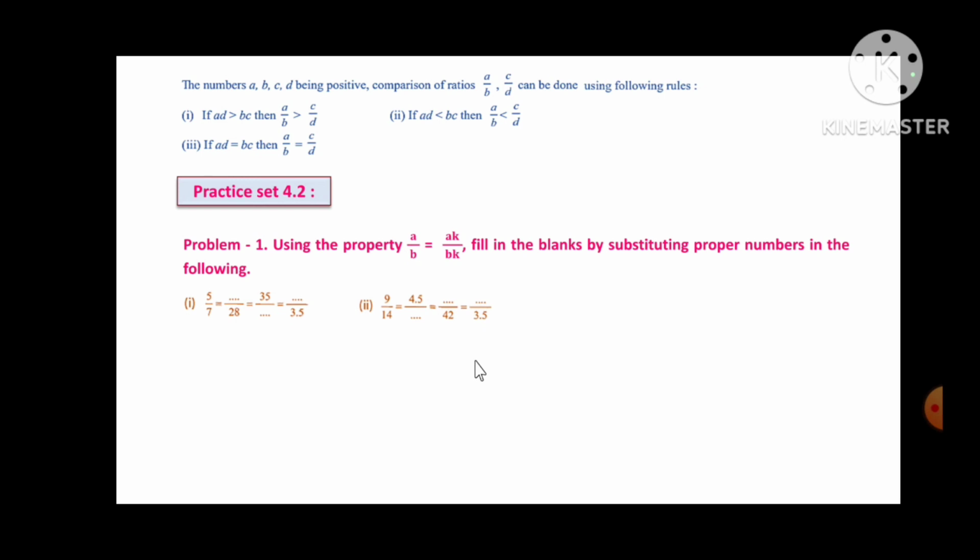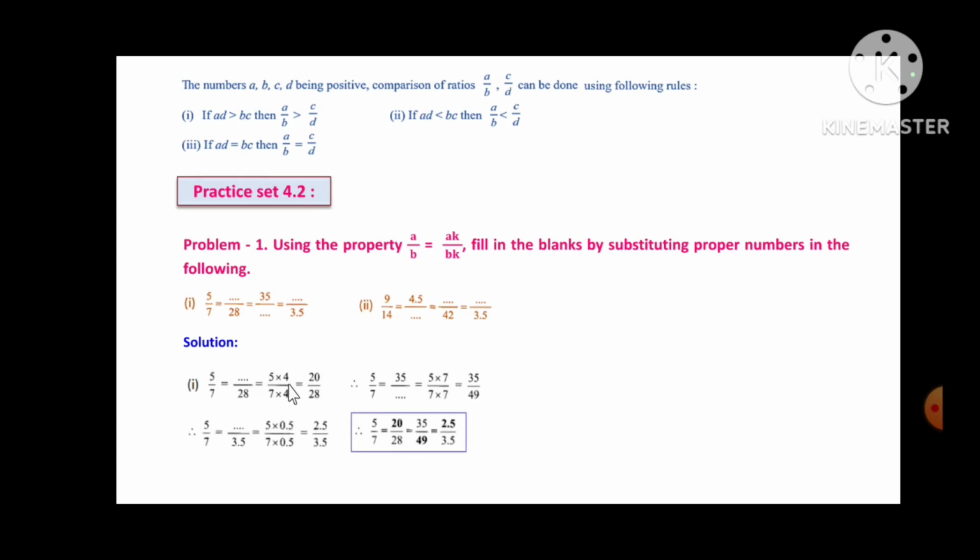So friends, let us start with problem number 1, that is 5/7 = __/28. We can write 5 into 4 upon 7 into 4, which is equal to 20/28. Therefore 5/7 = 35/__, that is 5 into 7 upon 7 into 7, that is 35/49. Last one, 5/7 = __/3.5, which could be written as 5 into 0.5 upon 7 into 0.5, that is 2.5/3.5.